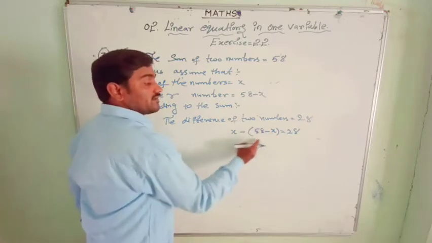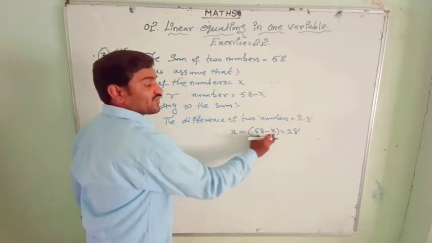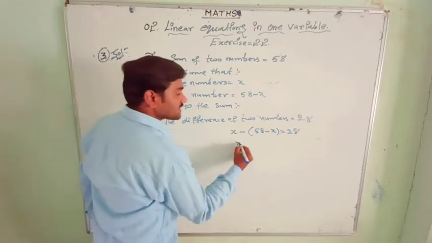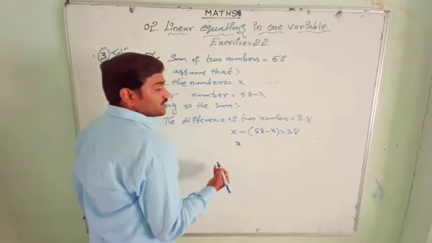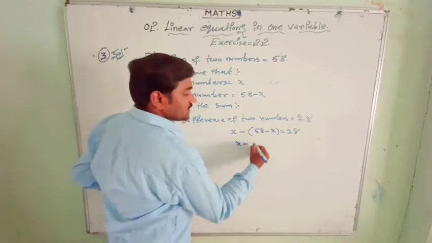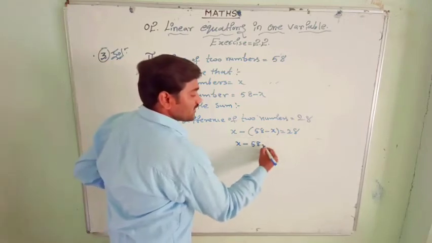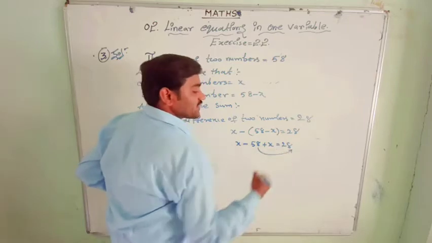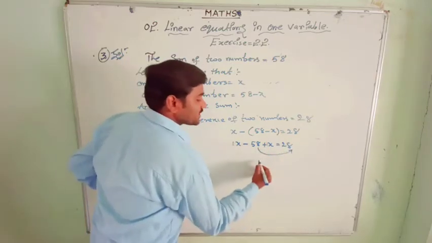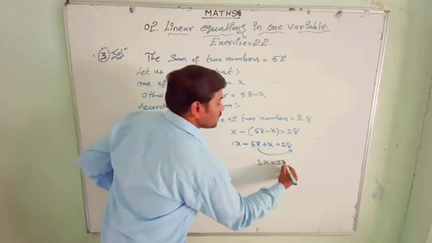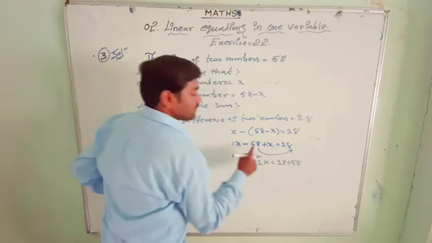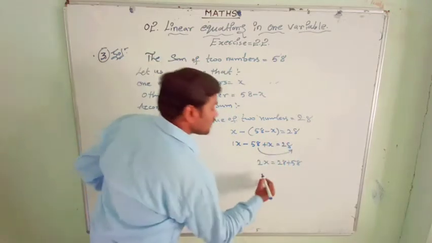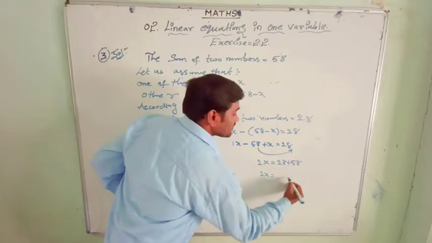We are subtracting this 58 minus x. So x, here minus 58, minus into minus plus x, equal to 28. This minus 58 will transfer to this side. Here 1x plus 1x is 2x equal to 28 plus 58. Minus 58 becomes plus 58.